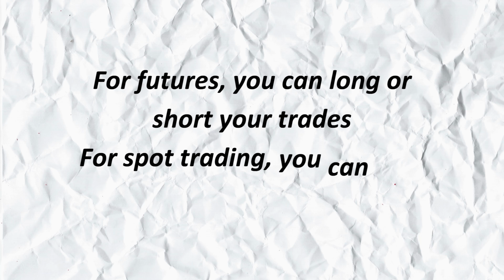The third one is that for futures, you can long or short your trade. To long your trade means that you are predicting that the price of the crypto will go up, and to short your trade means that you are predicting that the price of the crypto will go down. So this means that you can make money when the crypto goes up or when it goes down with futures trading, which is good. But for spot trading, you can only make money when the price of the crypto goes up. So that's the third difference.